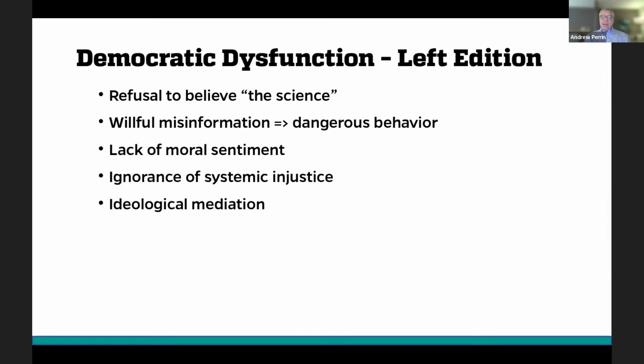Left-wing people, in making the claim about information, tend to say that right-wing people refuse to believe the science, that they take misinformation willingly, and that leads to dangerous behavior, that in some sense they are immoral, that right-wing people don't have moral beliefs, they only have selfishness or self-interest, that they are therefore ignorant to systemic injustice, and that it's really their ideology that drives most of their engagement with evidence.